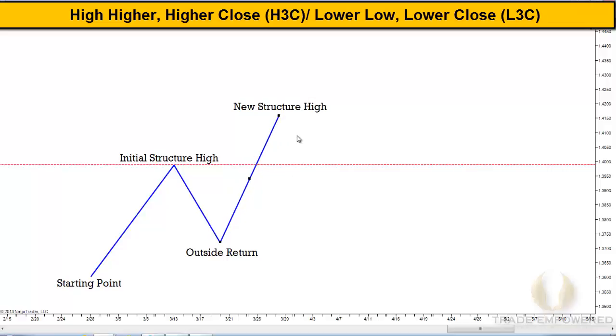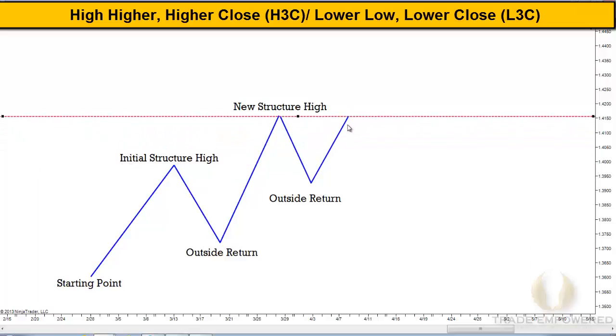So if we create a new structure high here, we come back, we get an outside return. Once we come up to test this new level, again, that higher high, higher close candlestick principle is going to determine whether this trend is going to continue or if we're going to see a reversal or consolidation. So as soon as we look left, find our previous structure high, as soon as we get that higher high, higher close at this level, we can safely say that we're still in a bullish continuation pattern.